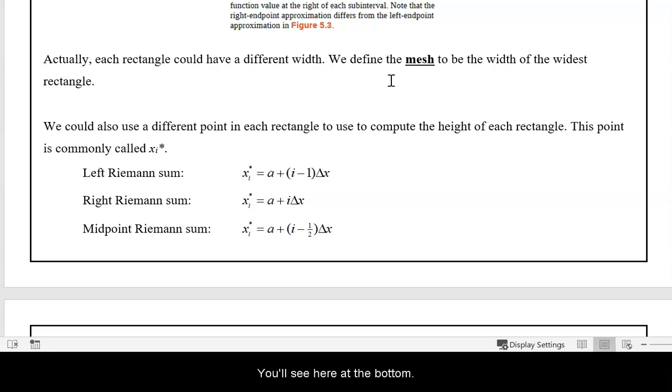You'll see here at the bottom 3 formulas to generate those points for the left Riemann sum, the right Riemann sum, and the midpoint Riemann sum. This is the second formula I told you about for finding the midpoint of an interval. These are all based on starting at the far left point of the interval, which is A. For a left Riemann sum, you will use A, and then you add on delta x. For the right Riemann sum, you never use A, you use the first A plus delta x, no matter what.